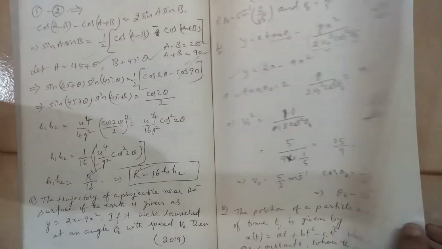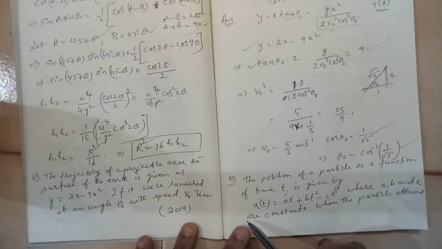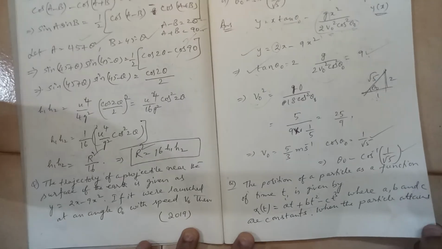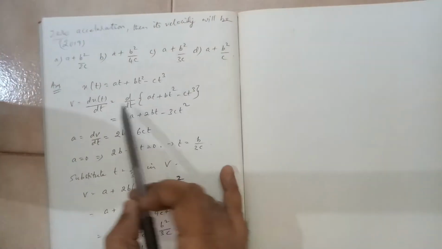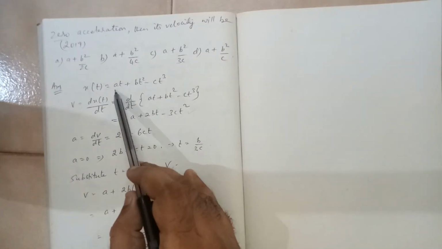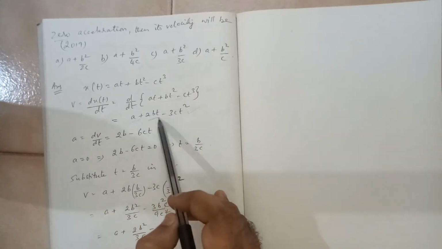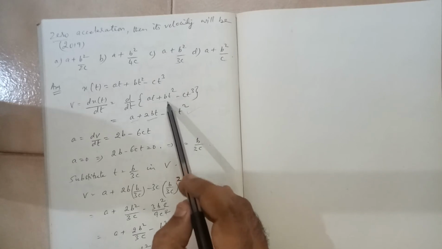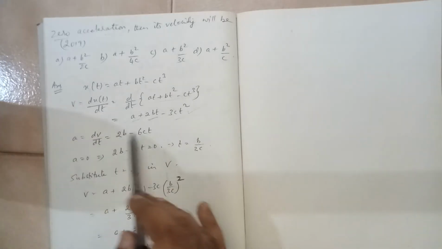If you differentiate that, you get velocity. This is displacement. If you differentiate this, you get velocity. If you differentiate velocity, you get acceleration. In the question there is a condition also given that the acceleration has to be zero. So the displacement differentiated, d by dt of this expression, will become a, plus 2bt, and this will be 3ct square. Now this is the velocity.